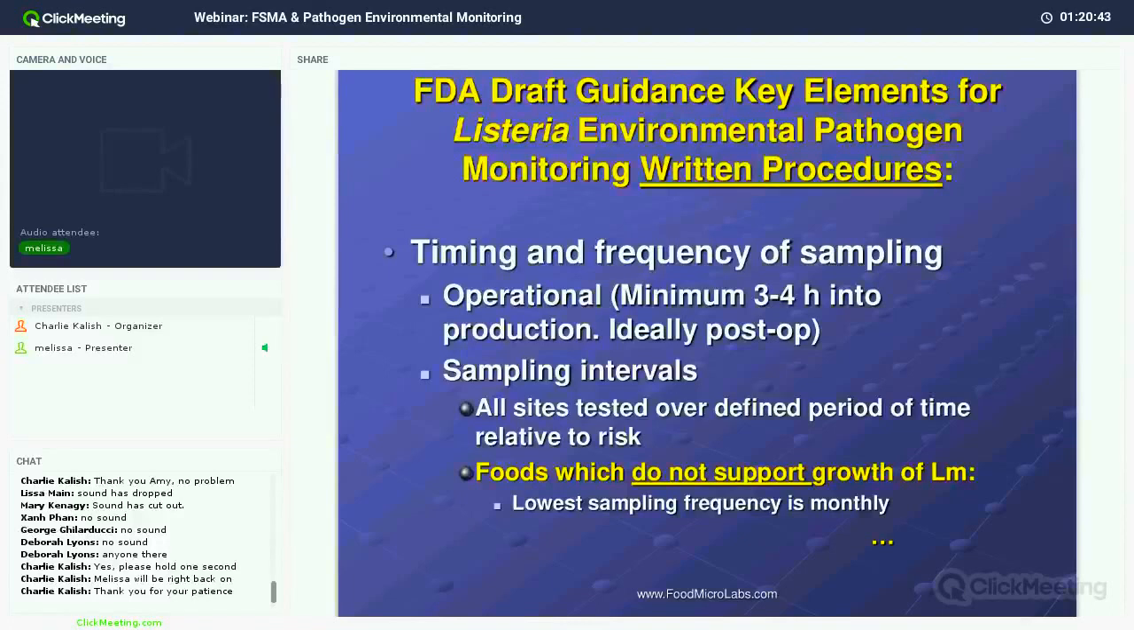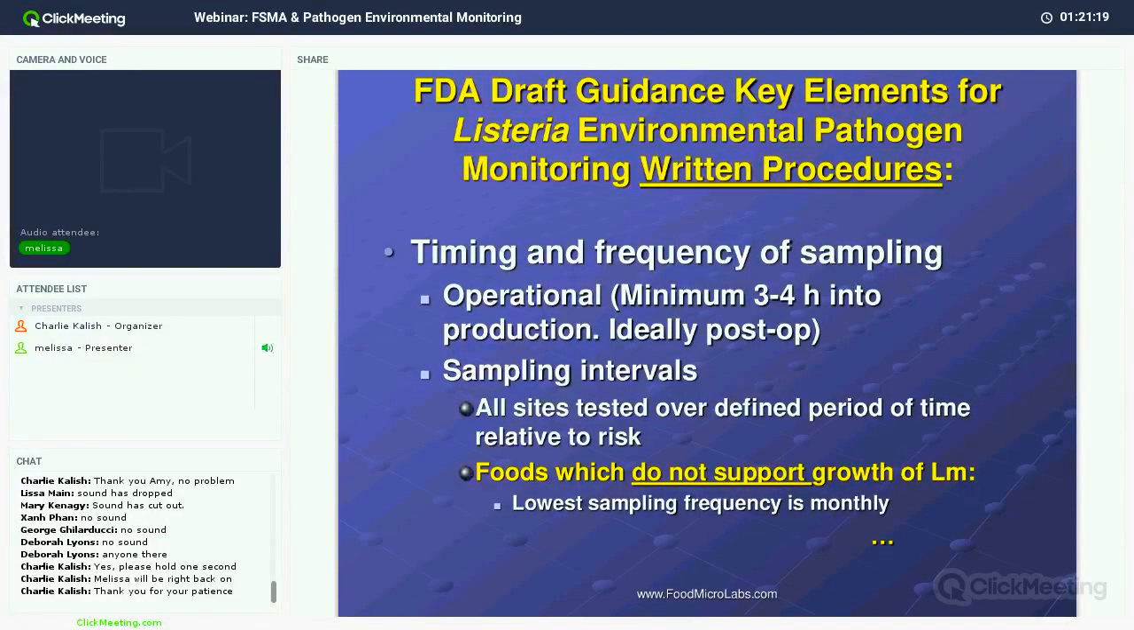Sampling intervals that they suggest in the guidance are that all sites must be tested over a defined period of time relative to risk. And that's why it's so important to fully develop our swab site list, so that we have our routine surveillance sites that we monitor, independent of those that are special sites, that are vector sites, that are investigational sites, because those are not all those need to be sampled over that defined period of time. It's just our program sites.